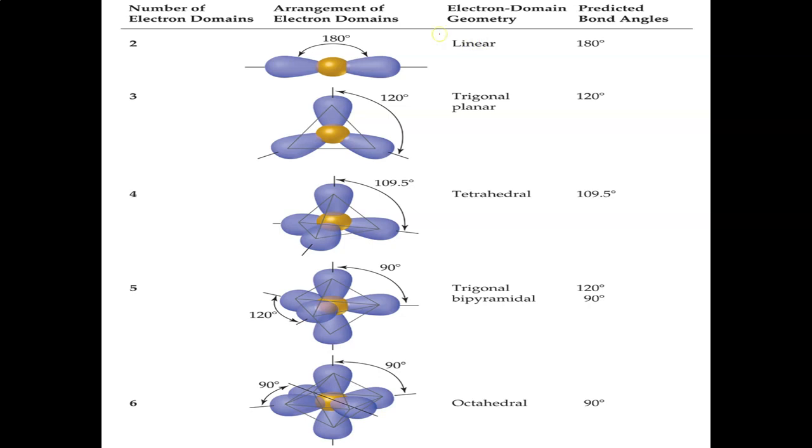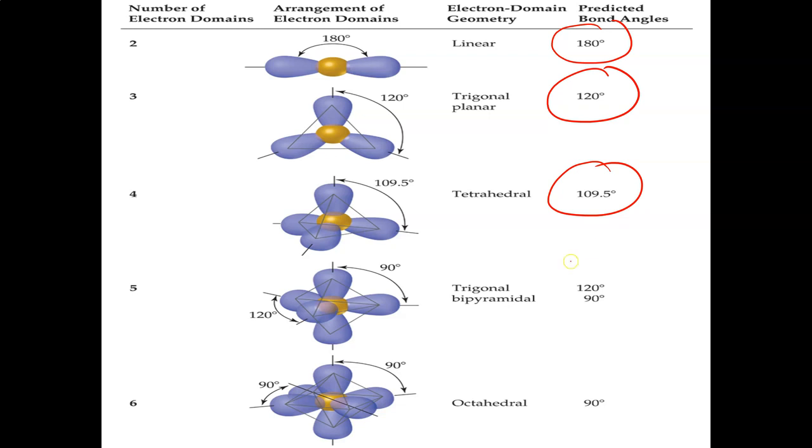So linear will be 2 domains total. Trigonal planar 3. 4 will be tetrahedral. Trigonal bipyramidal 5, and octahedral 6. As far as the angles you're seeing here, the only ones you really need to know are: linear is 180. You need to know that trigonal planar is 120, and tetrahedral is 109.5.